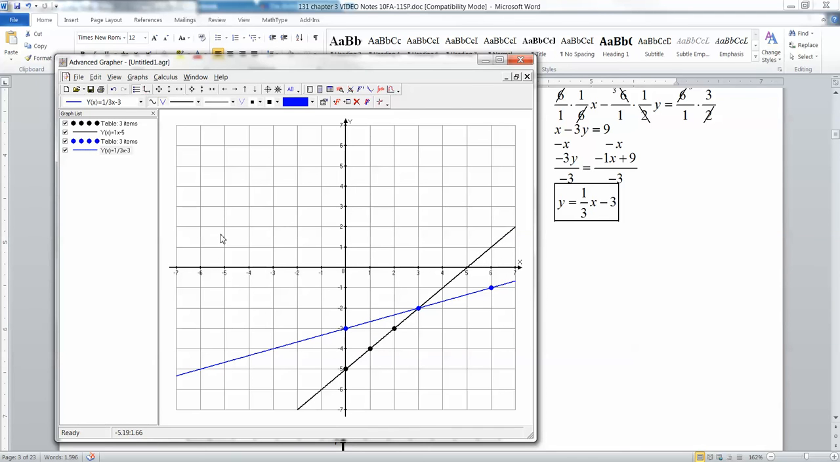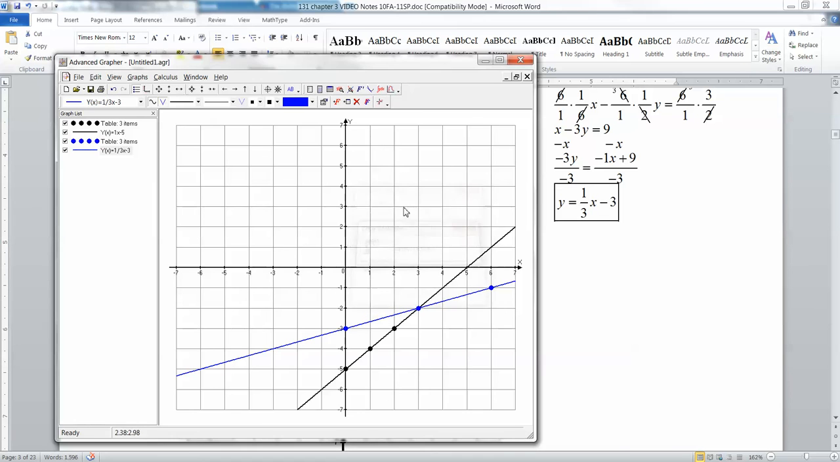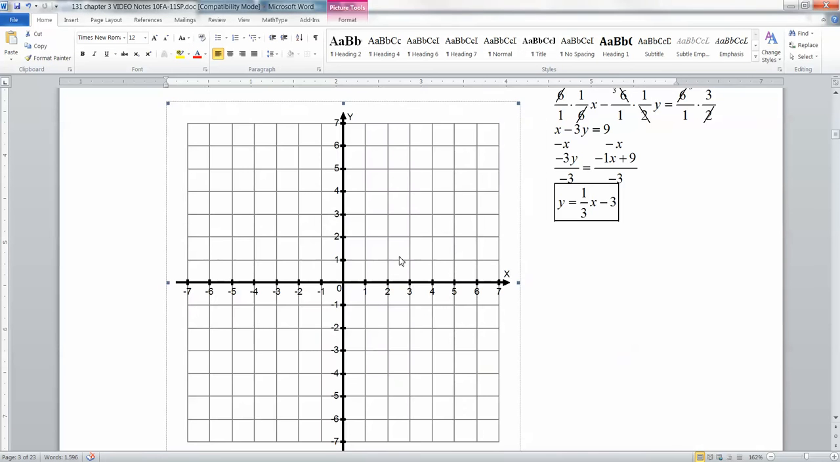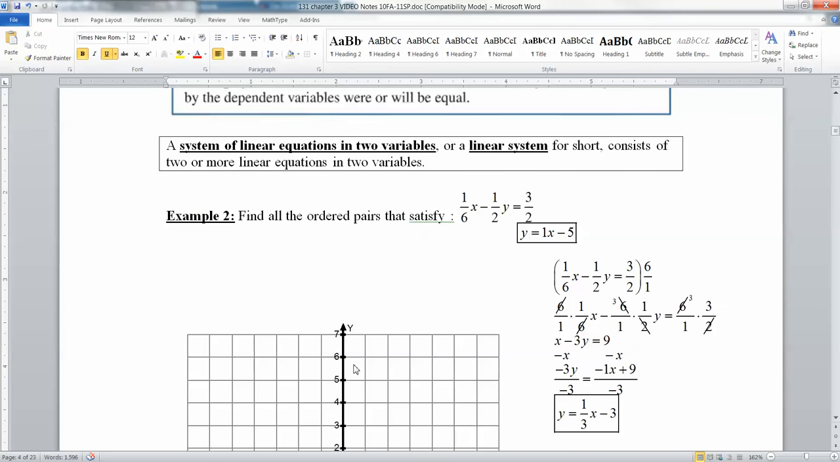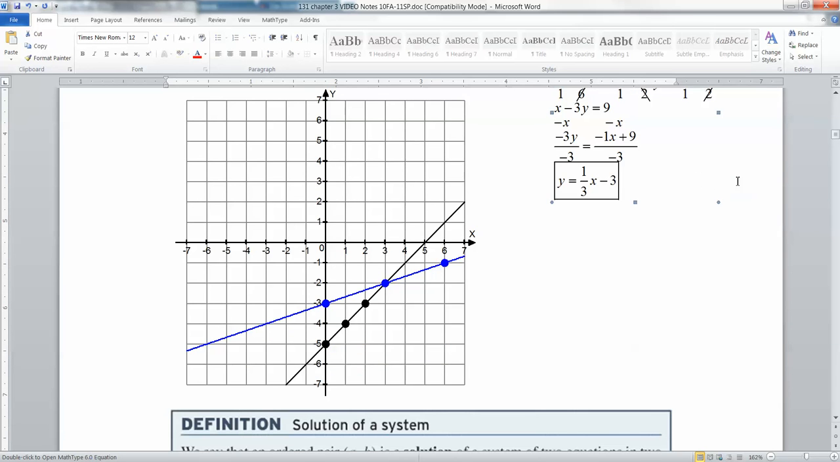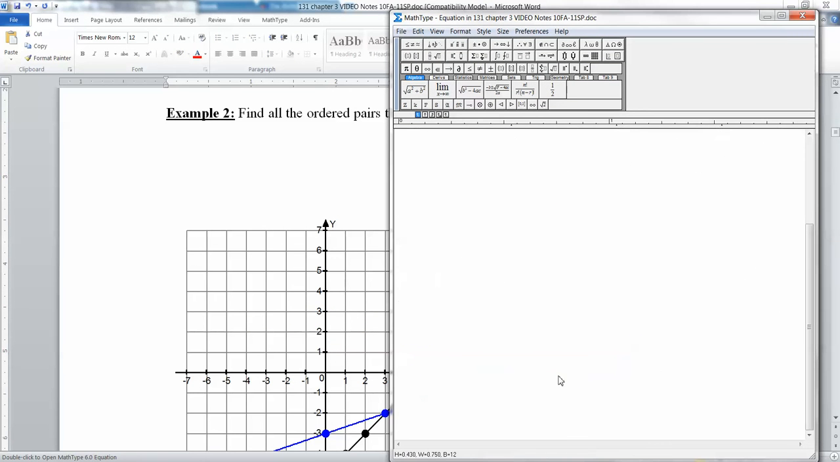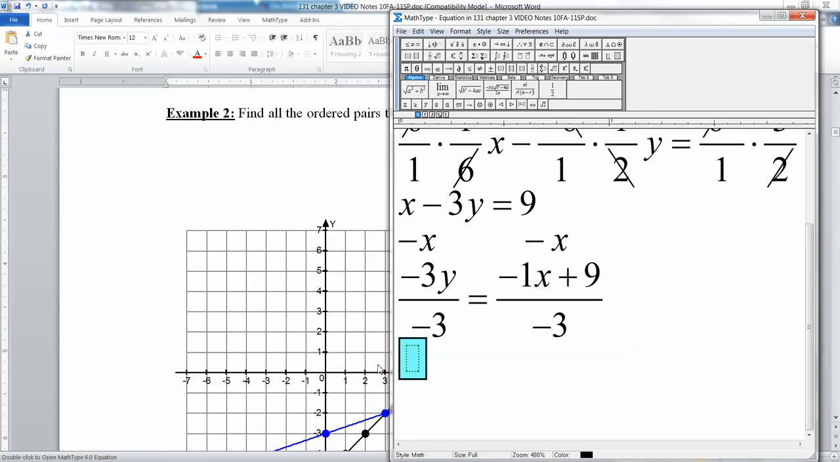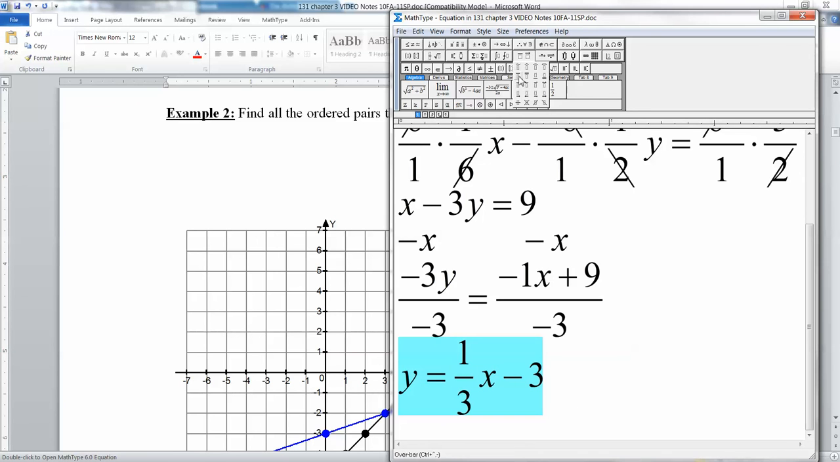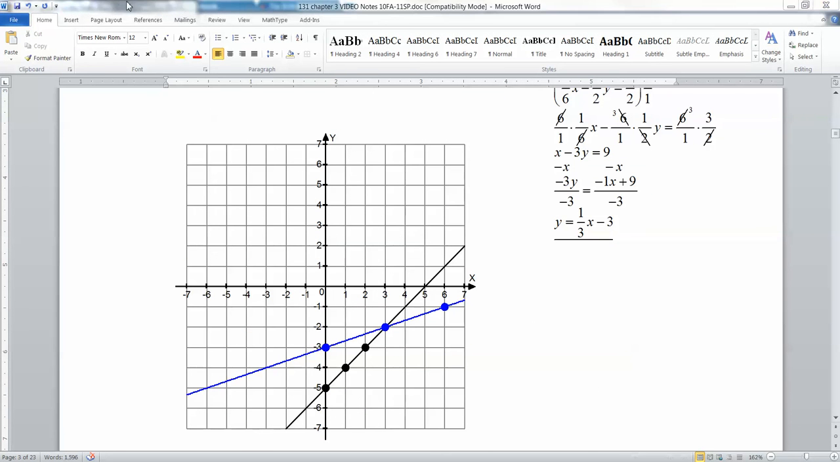There you go. And you can see where they intersect, or hopefully you can. They intersect at 3, negative 2, right? And there you go. So the answer to the equation is 3, negative 2. So this part wasn't really the answer. It was just the equation part that you needed, y equals 1/3 x minus 3. But the actual answer they were looking for is what's the point, right? The ordered pair that satisfies this, and that would be 3, negative 2.